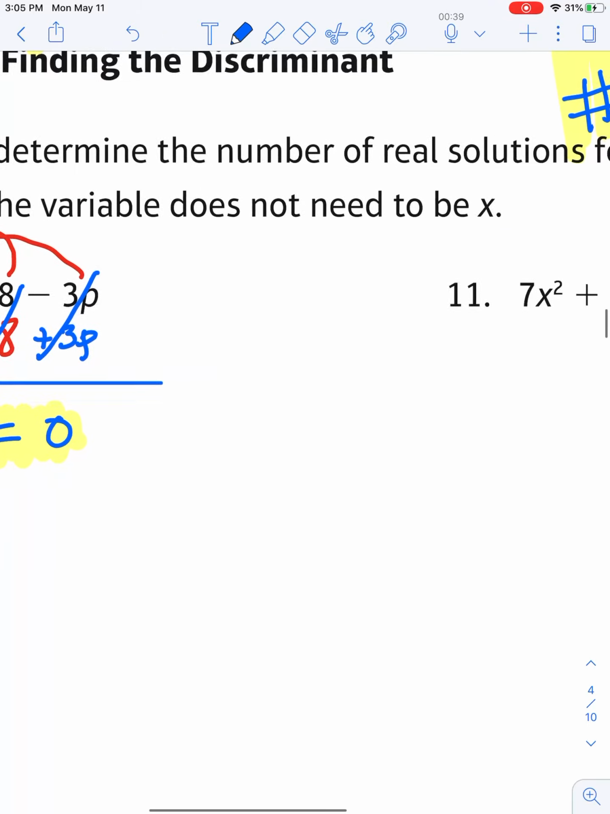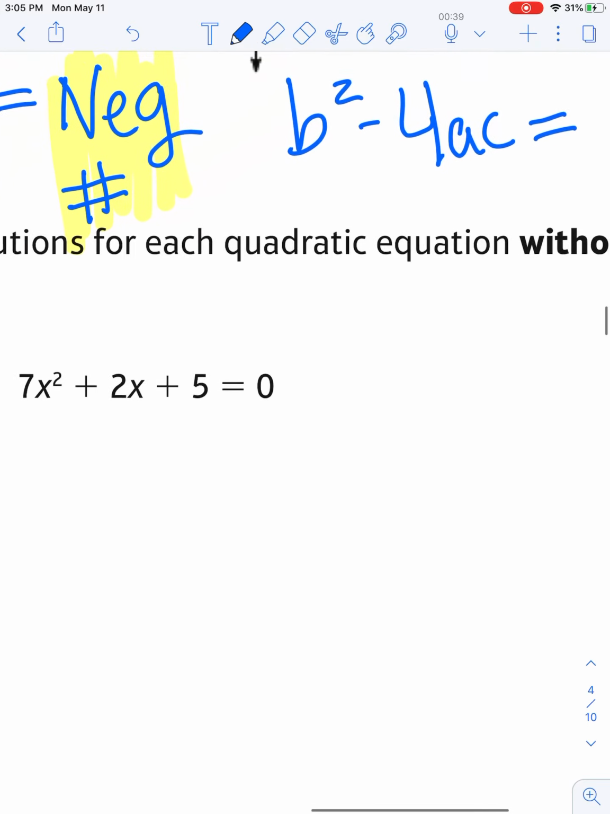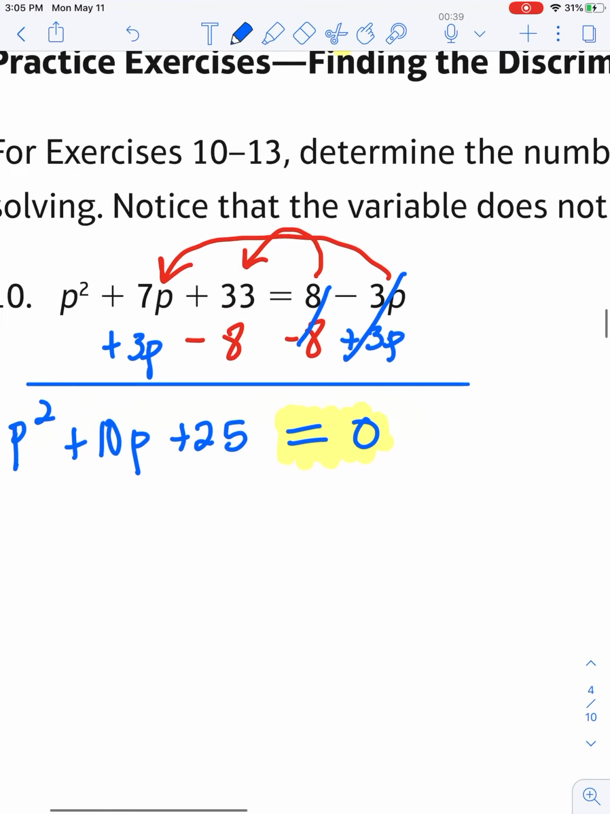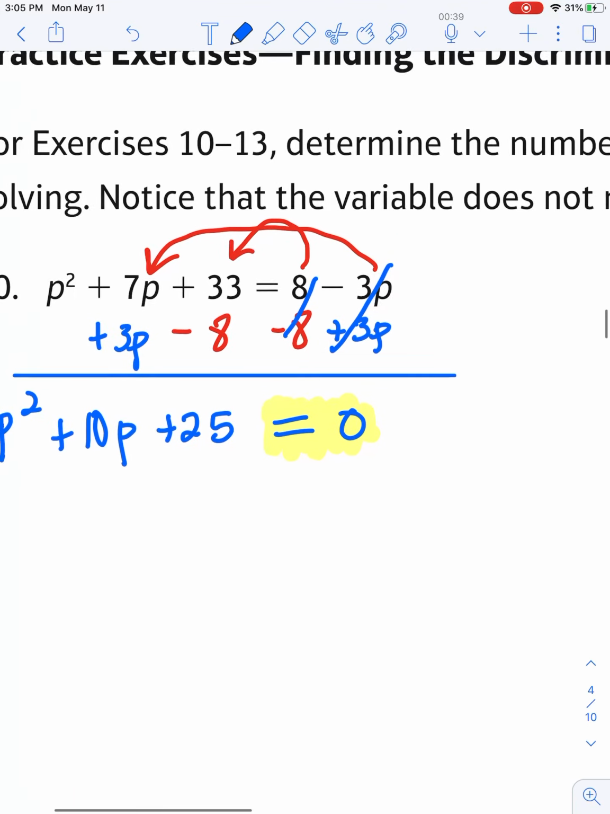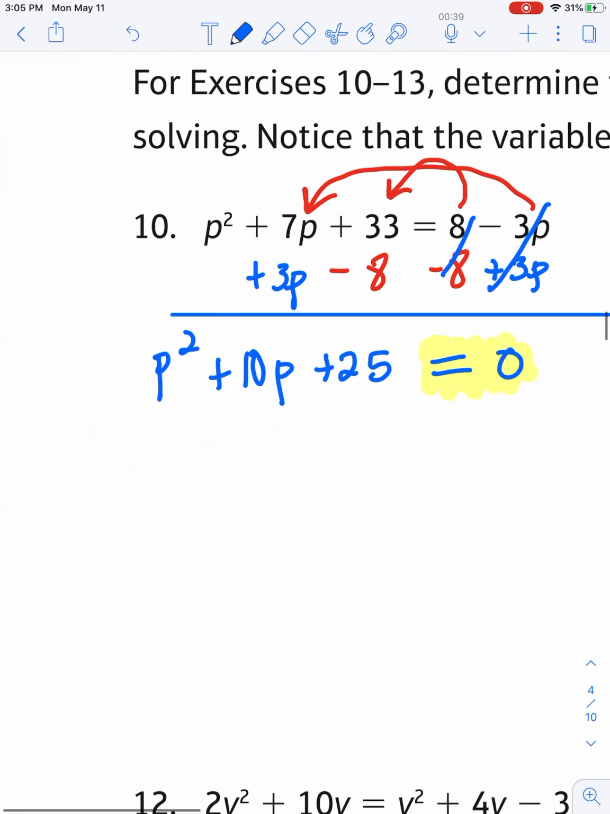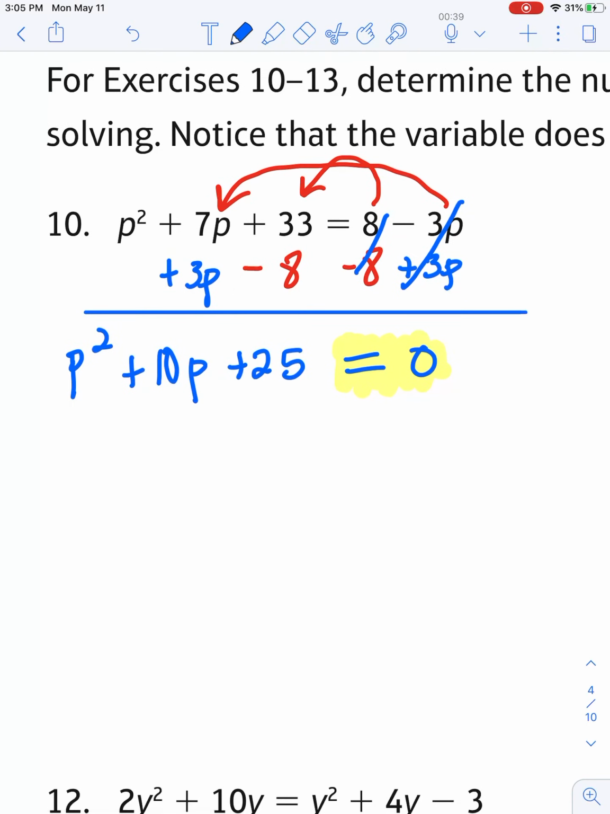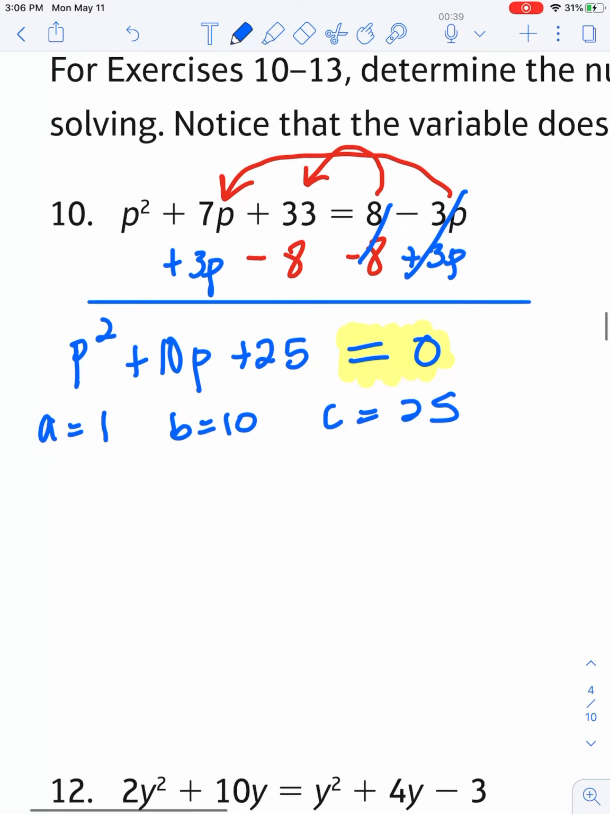So it says determine the number of real solutions for each quadratic equation without solving. Okay, notice that the variable does not need to be x. So again, what I mean by this is when you do your practice for this assignment also, just make sure that everything is equal to 0. All right, so here we go. So I'm going to go ahead and say A equals 1, B equals 10, and C equals 25.